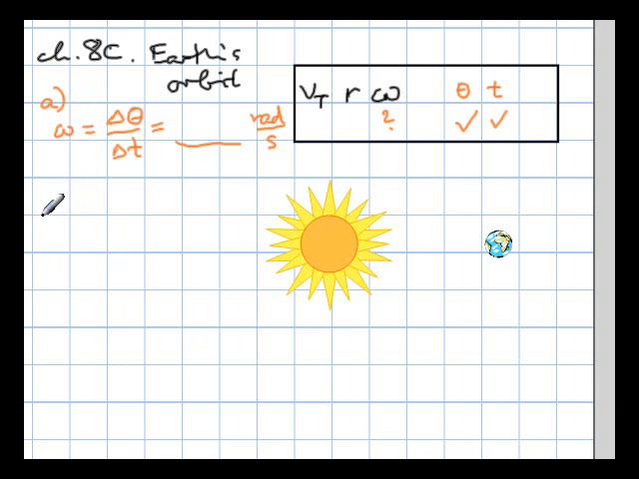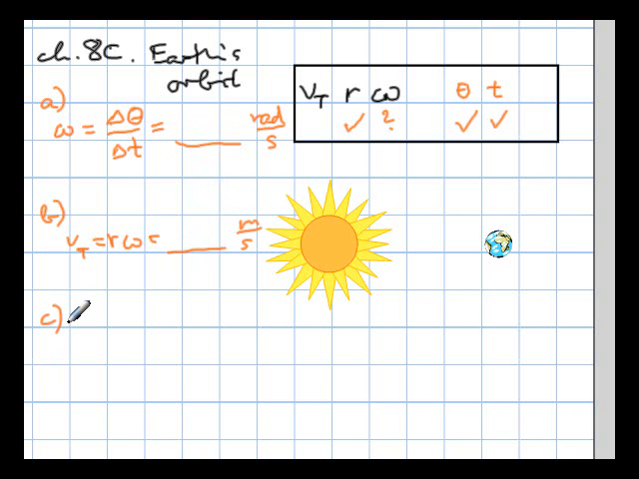Part B, they want us to figure out what is the tangential speed of the Earth. So Vt equals, and for that one we're going to use the equation r times omega. So we have r times omega, and they give us what r is. It's the 150 billion meters. That is 93 million miles. And from up here we have figured out what omega is, so we just plug that in and we come up with the tangential speed in meters per second.